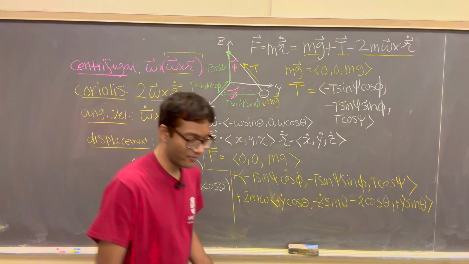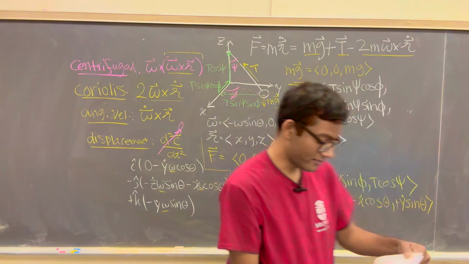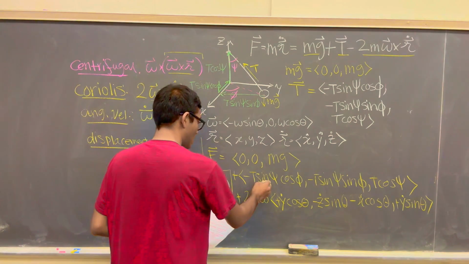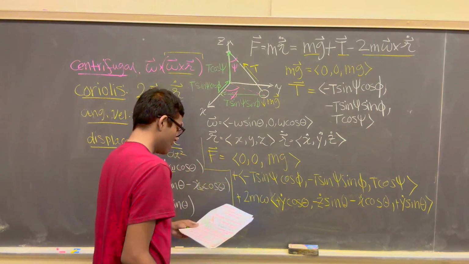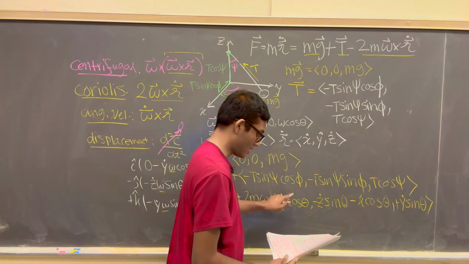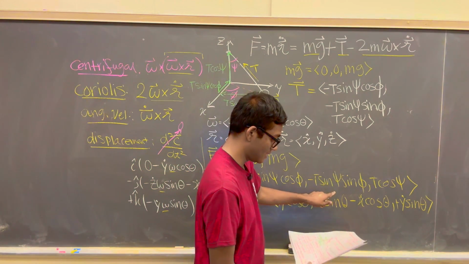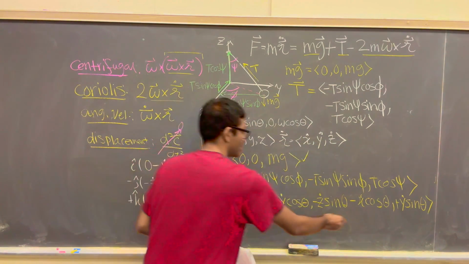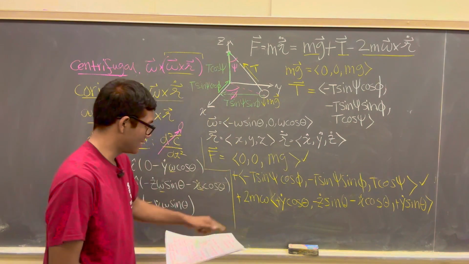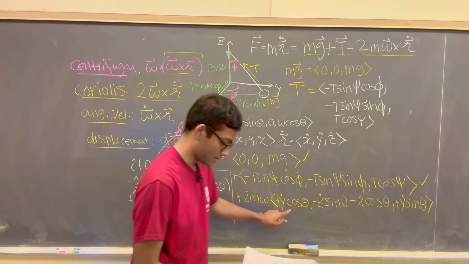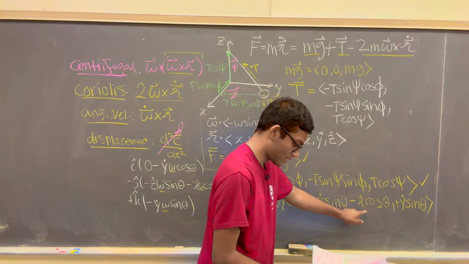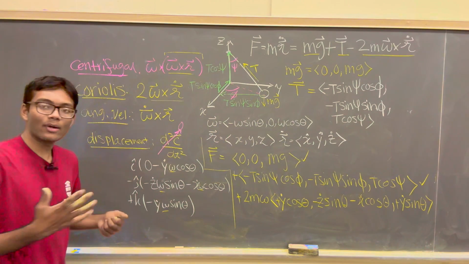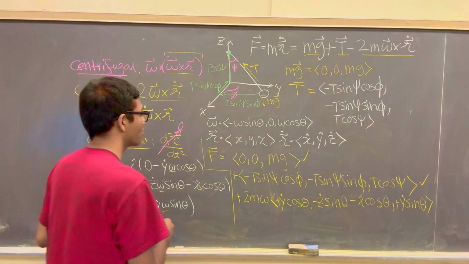So I should have everything correct here. Let me ensure that I've not made any sillies. So my tension force is 2, where's my tension? Okay, here's my tension, minus T sine psi cosine phi, very good, minus T sine psi sine phi, good, T cosine psi, good. This looks great, 0, 0, mg, this is great. Okay, let's take a look at this, 2m omega y dot cosine theta, okay, minus x dot cosine theta minus z dot sine theta, y dot sine theta. Okay, great. Now we can just add all of these up to get our total force vector.